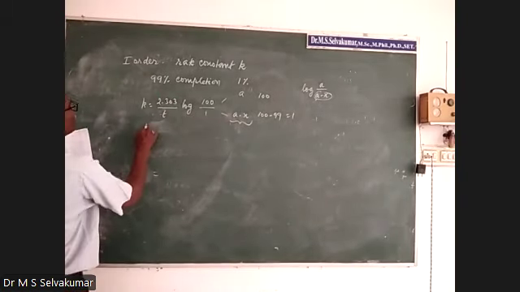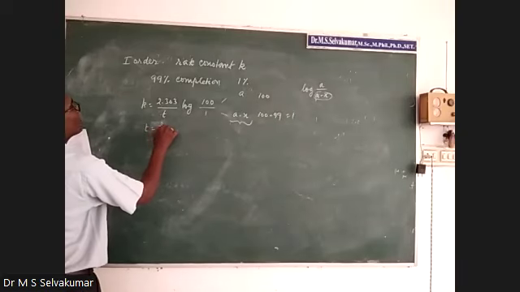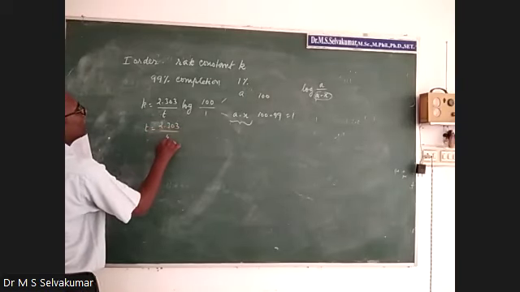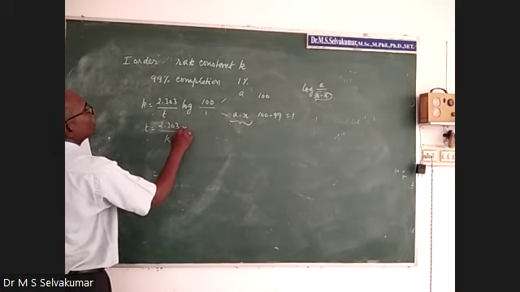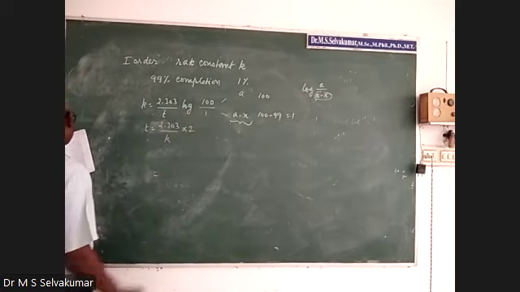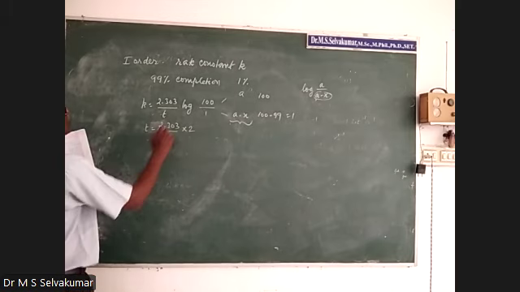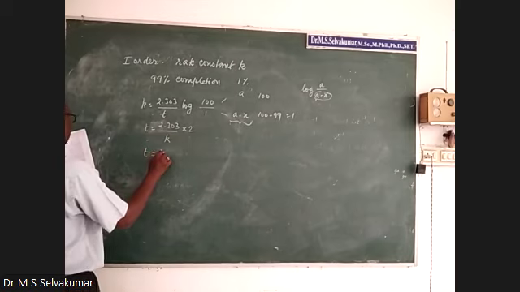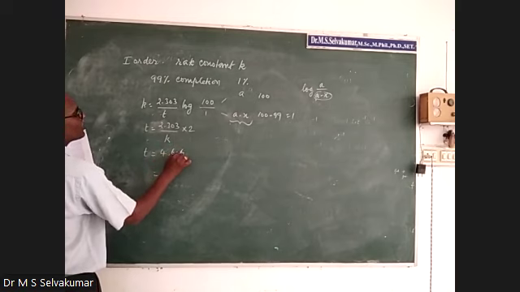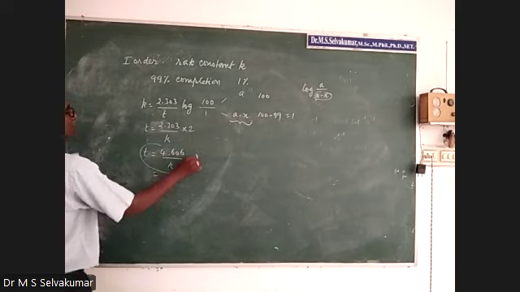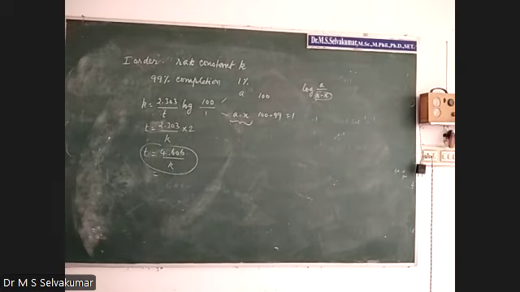So time is equal to 2.303 by K into log 100. Log 100 is 2. So time equals 4.606 by K. This is the answer. 4.606 by K.